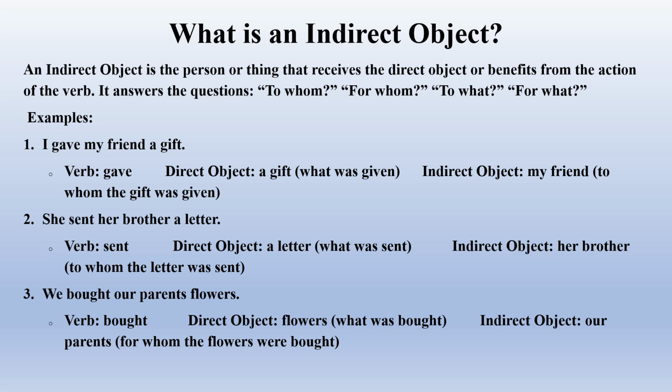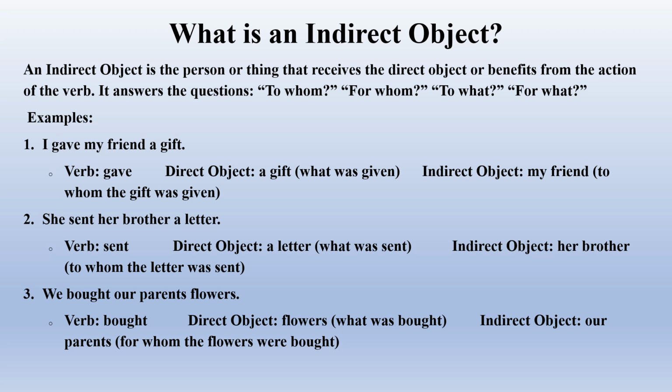I gave my friend a gift. First, let us find the verb. The verb in this sentence is gave. After gave, we have my friend a gift. Now first, we ask the question, what was given? When we ask the question what was given, we get the direct object. What was given? A gift was given. So a gift is the direct object.